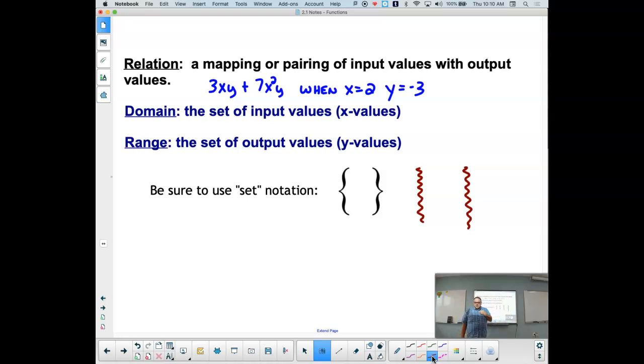The nice thing about taking online tests and things of that nature is I'll be able to type in the proper set notation. But on a homework or a worksheet or something along those lines, I would also accept squiggles as your set notation. Okay?